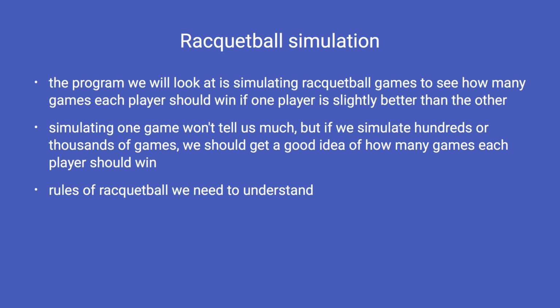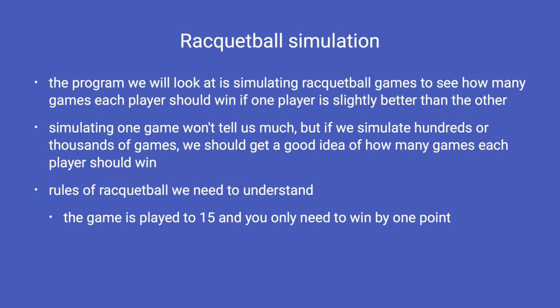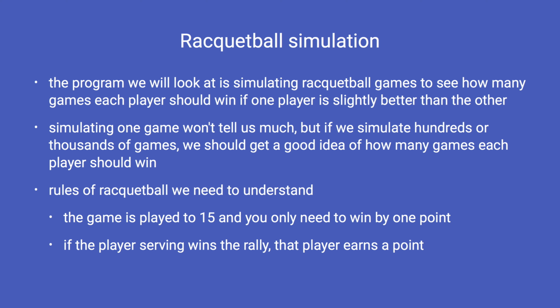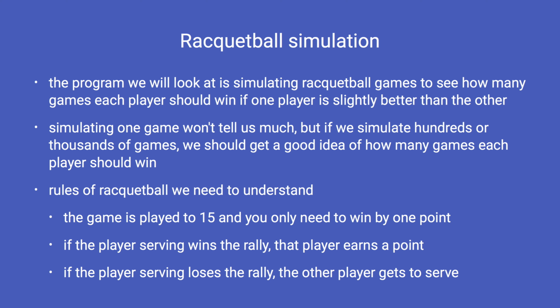Here are the basic rules of a racquetball game that we need to understand to write the simulation. A game is played to 15 points and you only need to win by 1 point. If the player serving wins the rally, that player earns a point. If the player serving loses the rally, the other player gets to serve.